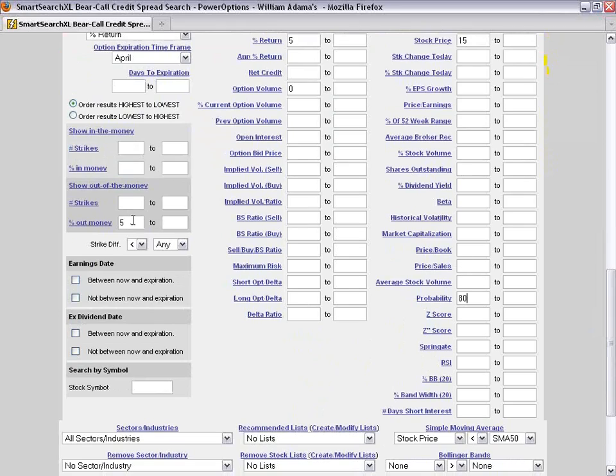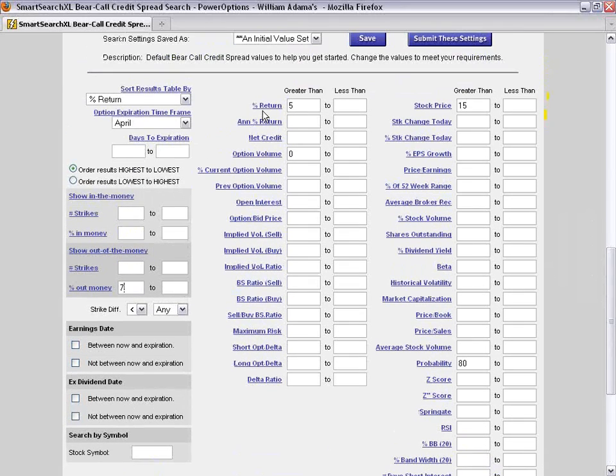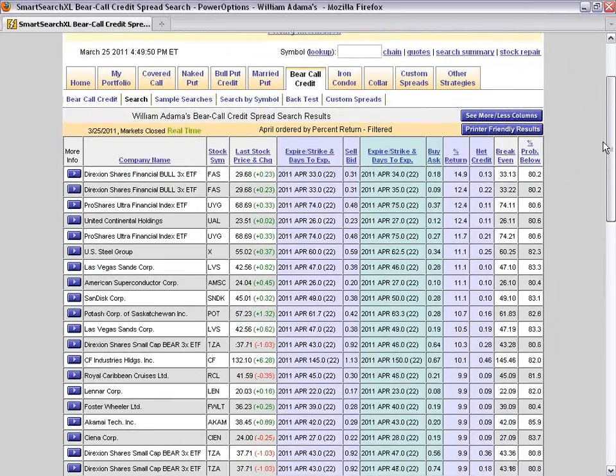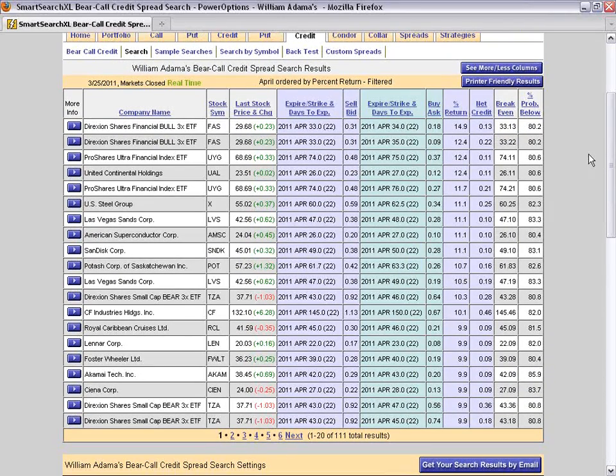In addition to being 5% out of the money, I'll increase that to 7 as well to be safer. I want a better probability of earning that full return on the bear call credit spread. And I'll still keep it about 5% return, but we want a probability of at least 80%. So let's go ahead and run that search. Now this is a common criteria that's used, looking for a probability of greater than 75 or 80%.